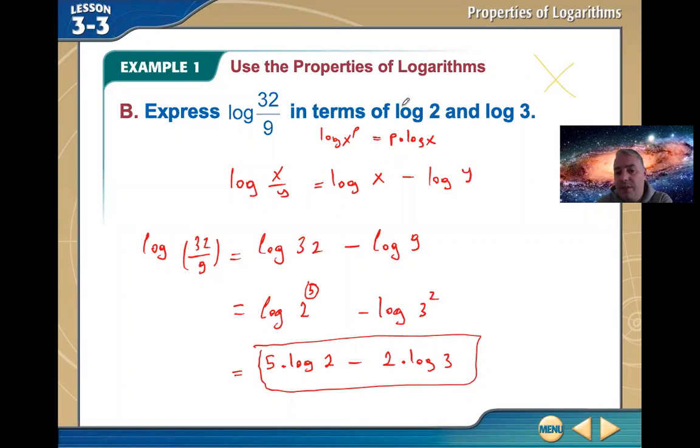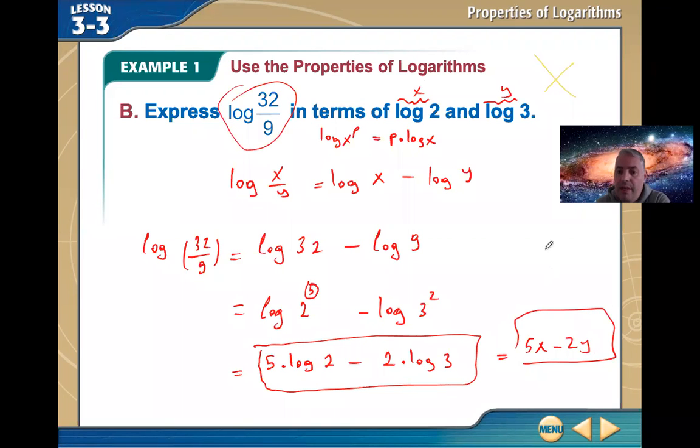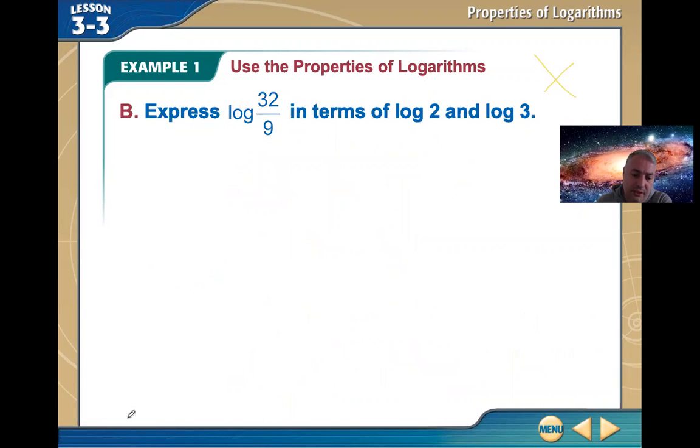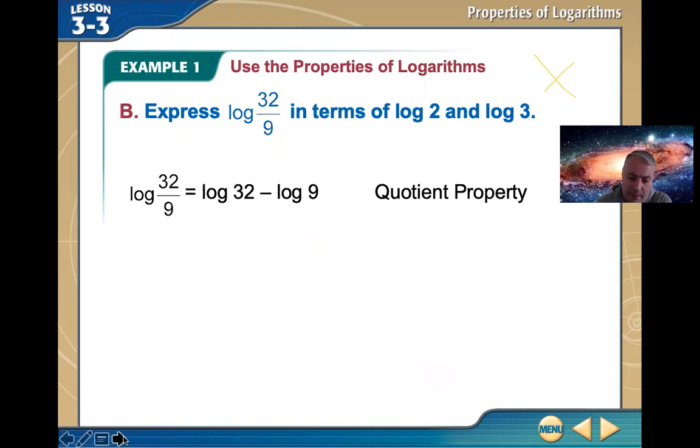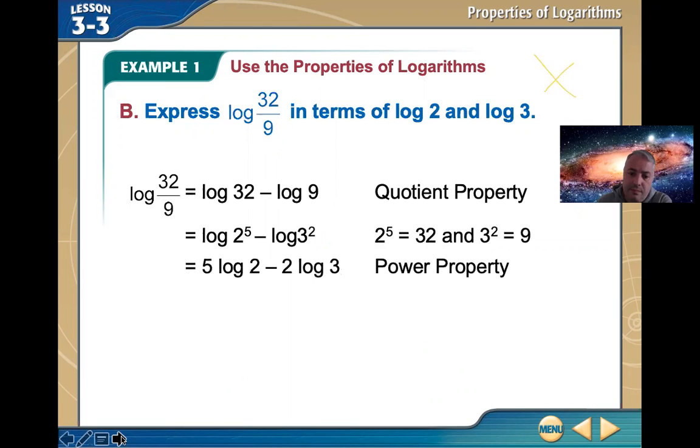How could it be questioned? If this is x, if this is y, express the given question in terms of x and y. So the answer will be 5x minus 2y. 5x minus 2y. Okay. Now, let's see the solution, how it is given step by step here. That's it. Okay.